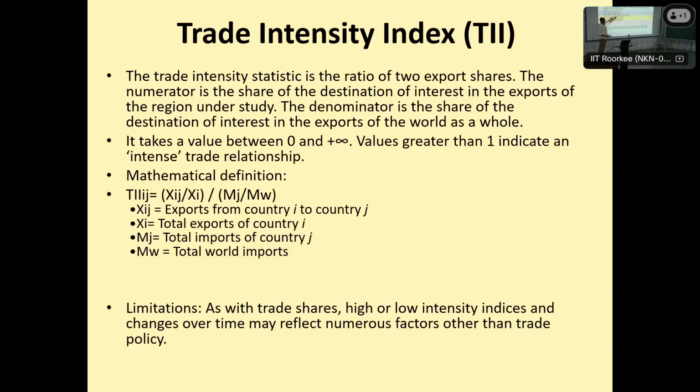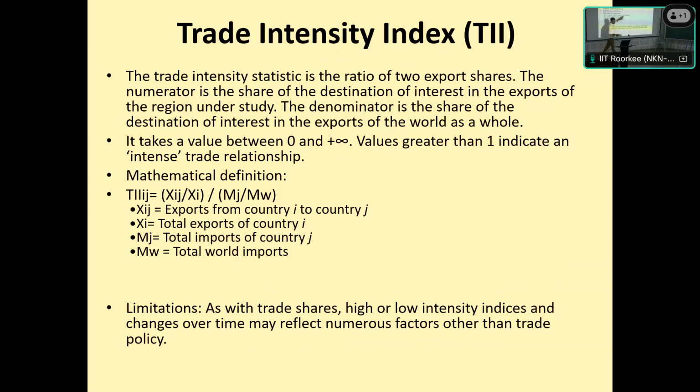Exports from country I to country J. It's a destination being mapped from the exports out of the total exports of country I. So as a ratio, how the ith product is actually performing in terms of exports, divided by the total imports of the jth country out of the world's imports.